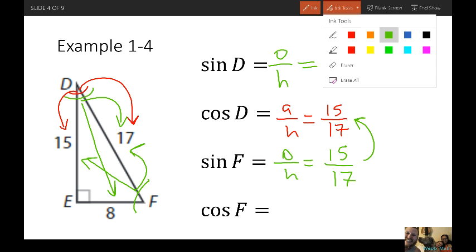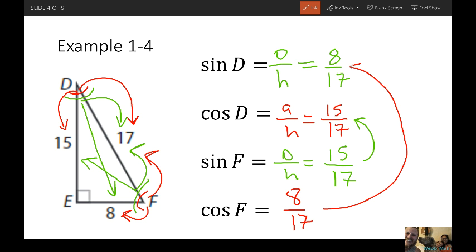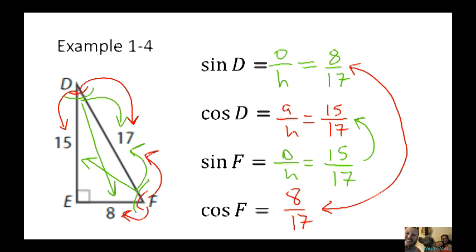So let's go ahead and use cosine of F, and let's find it. Cosine of F, I'll do in red. Adjacent. His adjacent is 8. Adjacent, again, just means right next to him. Over hypotenuse, 8 over 17. And if you notice, there's a connection here as well, and that's because of complementary angles. If you add them both together, you should get 90 degrees. And that's the reason why we get that pattern.